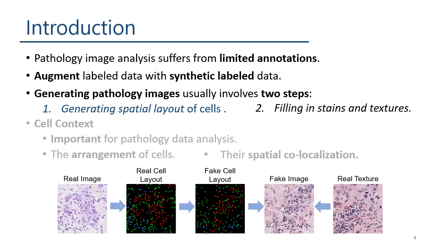from existing data. And that's because the spatial distribution of cells, or the cell context, is important for pathology data analysis. It is discriminative in downstream tasks like cell classification, cancer diagnosis, and survival prediction. It is essentially the arrangement of cells in a tissue sample and how different types of cells coexist and are spatially distributed. It is in large part what pathologists examine when they inspect a histology image.